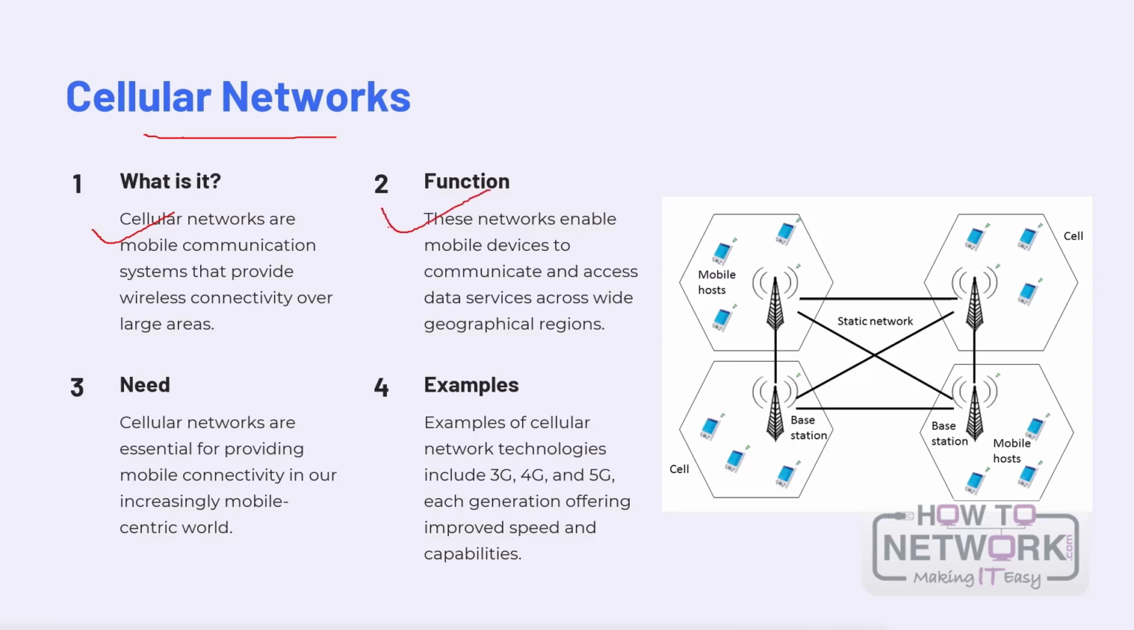Cellular networks enable mobile devices such as smartphones, tablets, and laptops to communicate and access data services across wide geographical regions. They facilitate voice calls, text messages, internet browsing, and various other mobile applications. Data is transmitted over the network through radio waves, with a signal being passed between different cell towers as a mobile device moves across the coverage area.